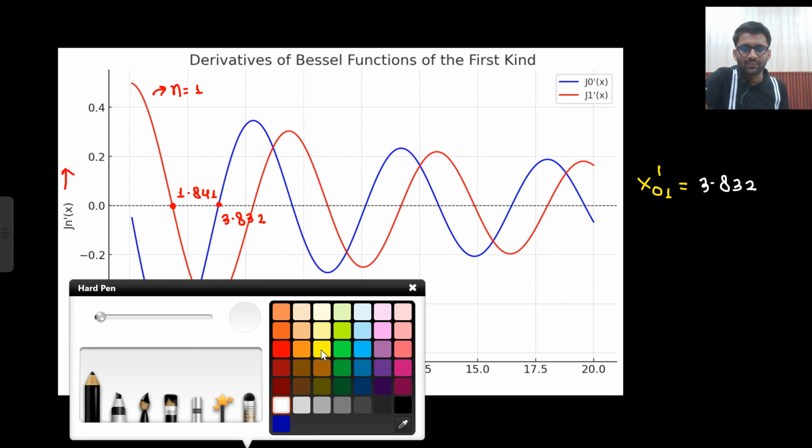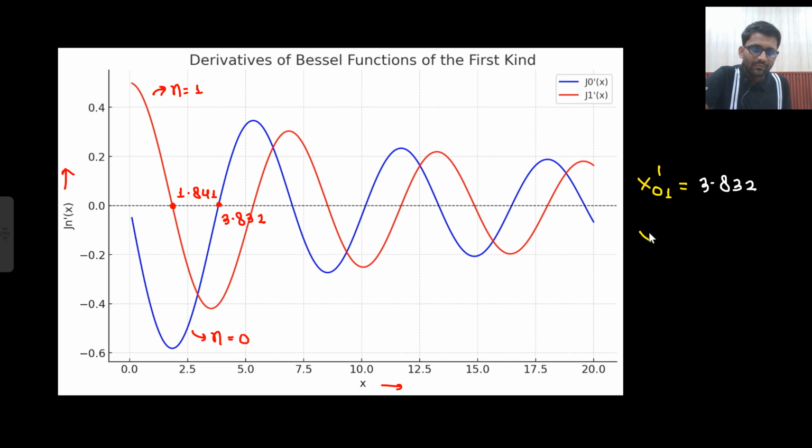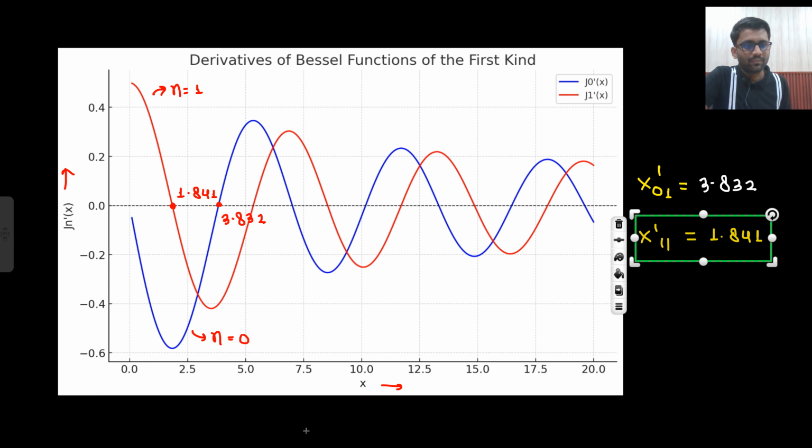And if I ask you x dash 1, 1, what do you mean by that? For n equals 1, that means I need to look at this graph for n equals 1. For n equals 1, at what value of x is J1 dash x becoming 0 for the first time? So 1.841. I am asking you to remember this value, because this will be the minimum value in the next table.